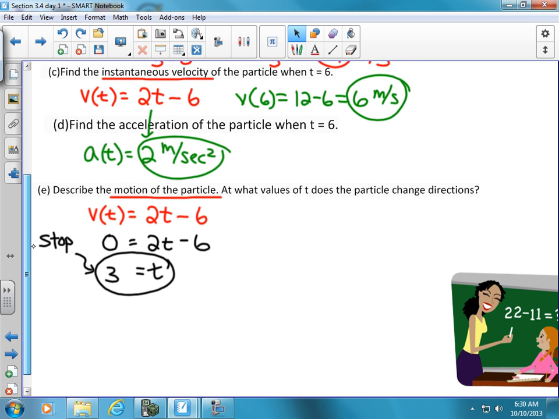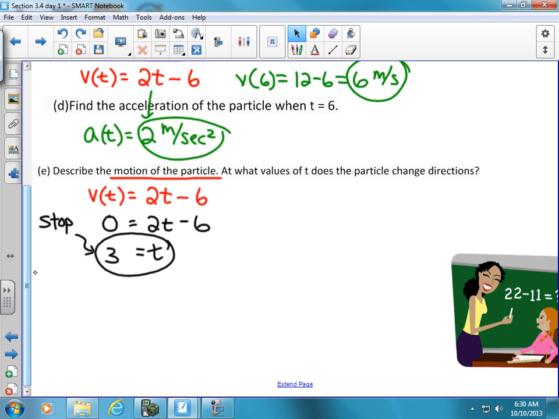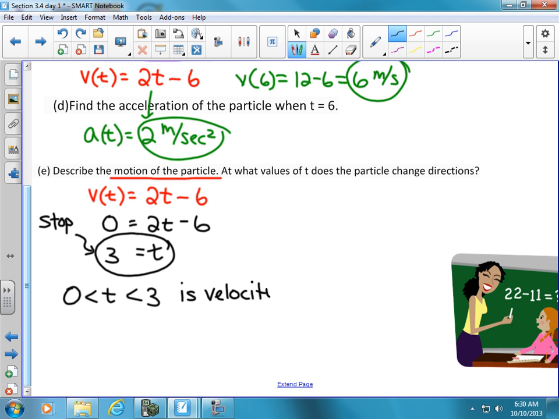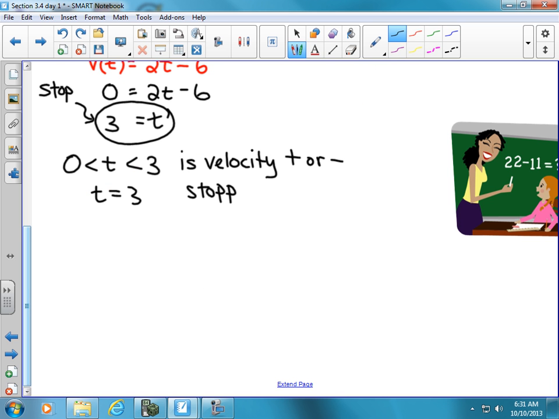We're gonna start at 0, because this starts at 0. So from 0 to t equals 3, we want to know is the velocity positive or negative? And then at t equals 3, we know it's stopped. And at t greater than 3, we want to ask the same question. Is the velocity positive or negative?